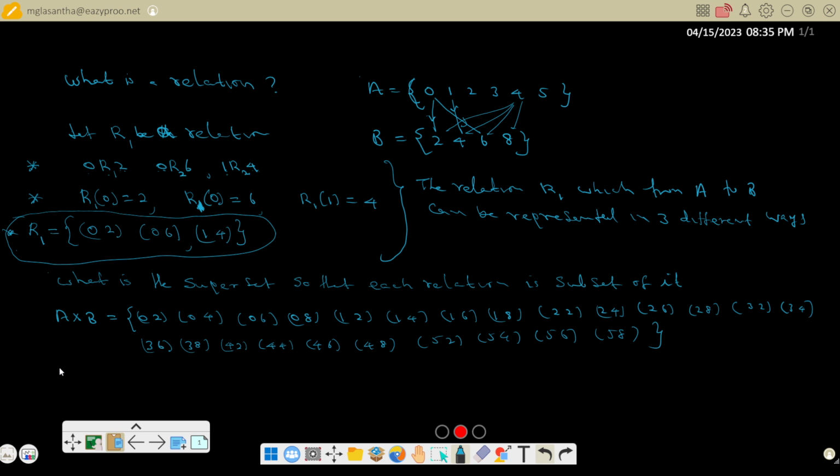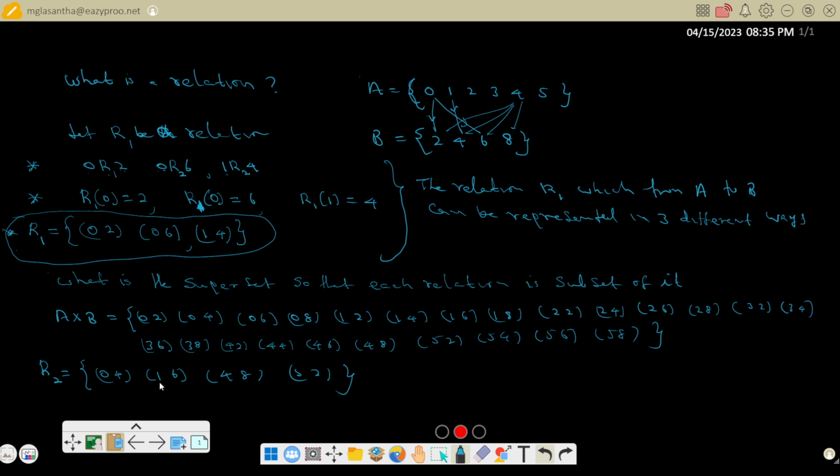Can you write another relation R2? I will write another relation R2: (0, 4), (1, 6), (4, 8), (5, 2). So this is the second relation, R2. Likewise, you can write down many relations.